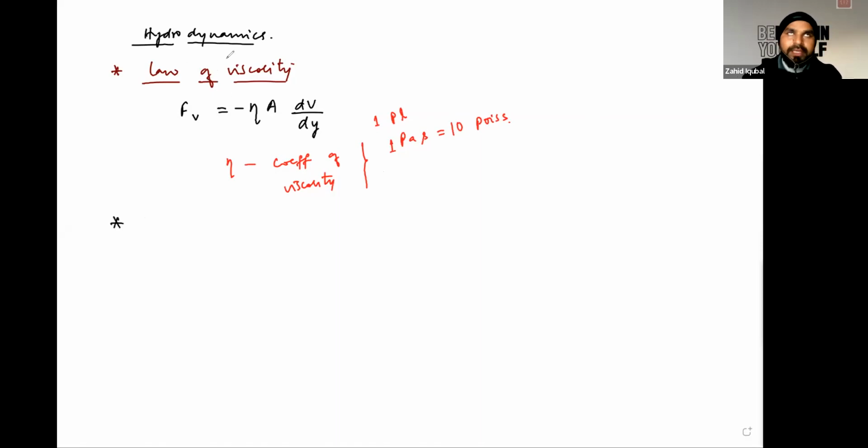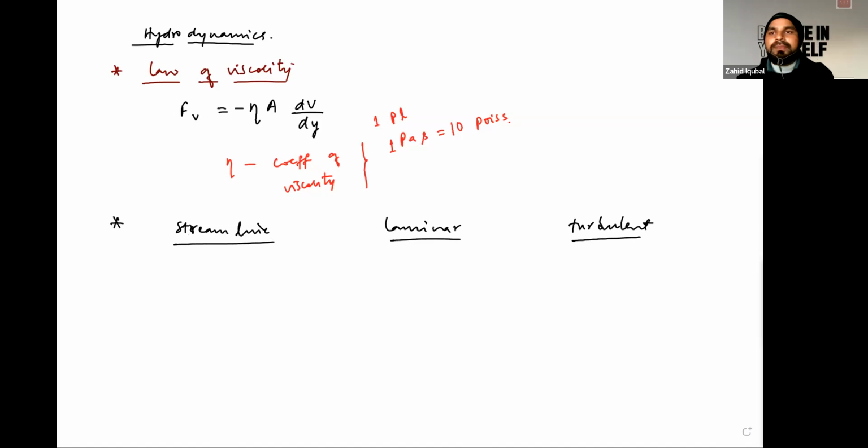Next, on the basis of this behavior, we may define types of flow of liquid. You will be asked to describe different flows of liquid. We mainly have 3 different types of flow of liquid: streamline, laminar, and turbulent. Samira, just explain streamline. In streamline flow, the liquid should be non-viscous and incompressible.